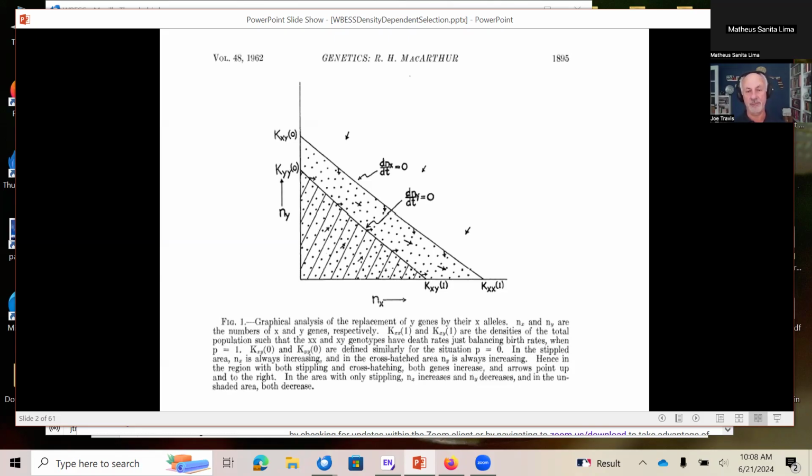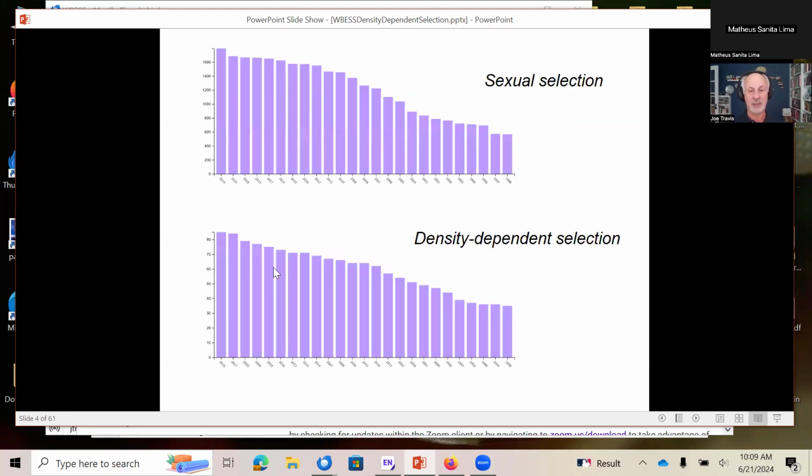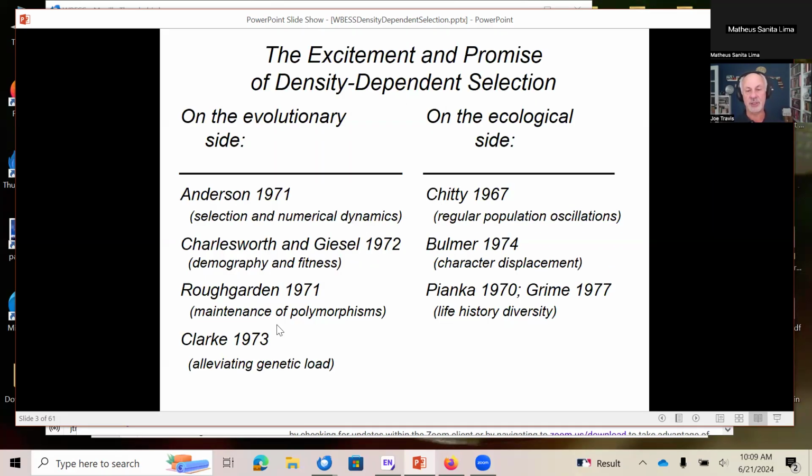Well, this was a monumental achievement, and in my mind, is one of the greatest papers in evolutionary biology ever written. It caused an enormous amount of excitement at the time, the excitement and promise of density dependent selection, because it was something that evolutionary biologists and ecologists could both grab onto and hold. On the evolutionary side, papers like Wyatt Anderson's paper showing how density dependent selection could link numerical dynamics of populations and evolution. Charlesworth and Giesel, Demography and Fitness. Jonathan Roughgarden, now Joan Roughgarden, on the maintenance of polymorphisms. Brian Clarke on the alleviation of genetic load.